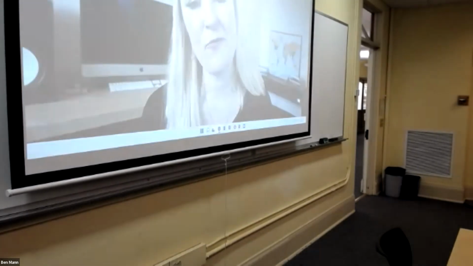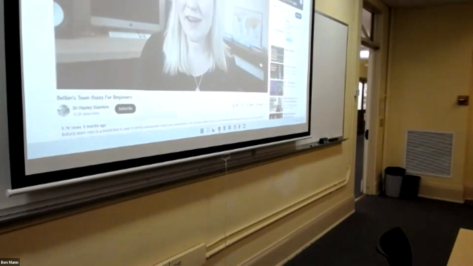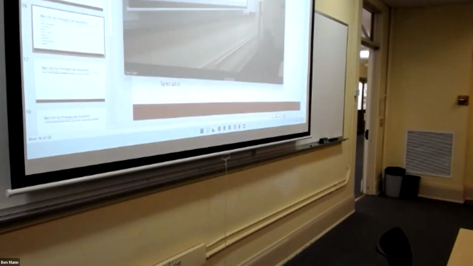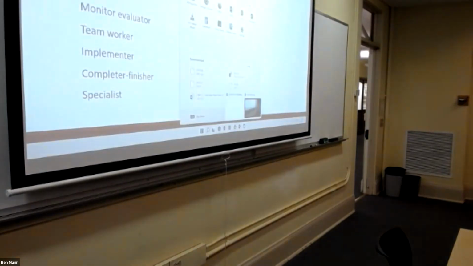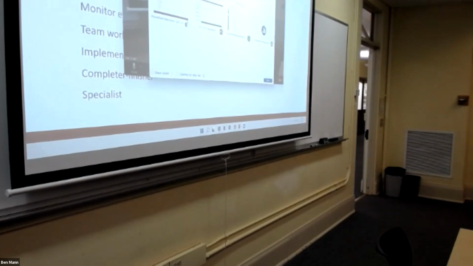So Belbin's team roles are really useful. I think this does a good job of highlighting and giving us some examples here of these different roles. And I want to go over a few more details about how people in these roles might choose to communicate.